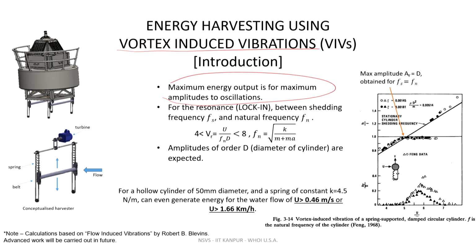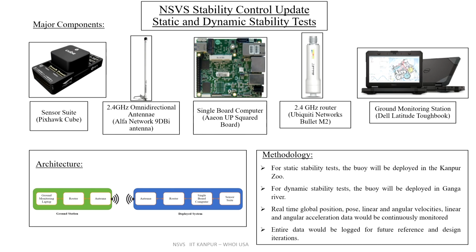For this design we need to know the maximum energy output corresponding to maximum amplitude of oscillation, and what the lock-in frequency is, that is, the resonating frequency of the system, so that the lock-in can happen, and the amplitude of order d, the diameter of the cylinder, at least we are expecting for such a system. Remarkably, we have seen that our system works for a very low water speed, something like 0.5 meter per second, which generally systems would not do.